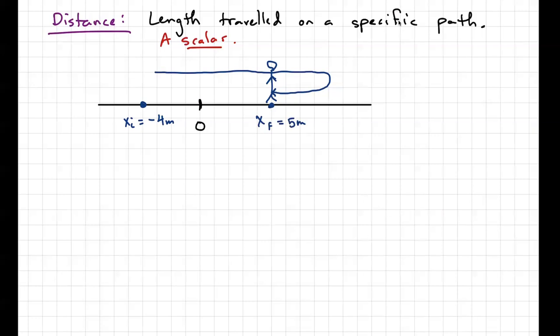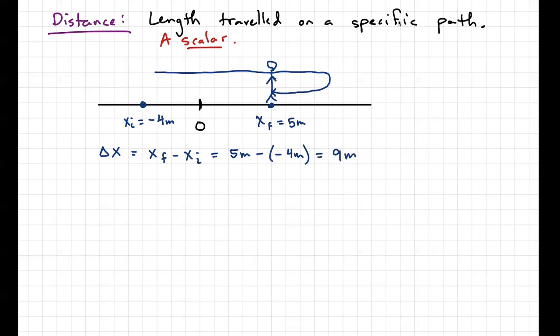We can calculate the displacement on this path. Even though I went further out to the right before coming back, the displacement is still the same. So displacement here, delta x, is still the final position minus the initial position. No matter what path was taken between the final and initial positions, as long as those positions are the same, the displacement will be the same. So I can calculate that just as 5, that's the final position, minus -4, that's the initial position. So my displacement is 9 meters.